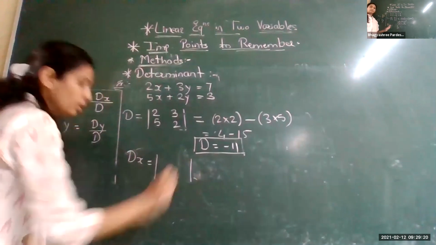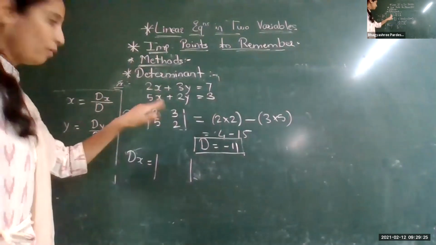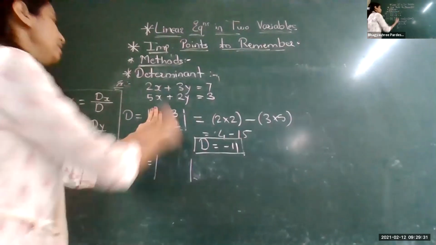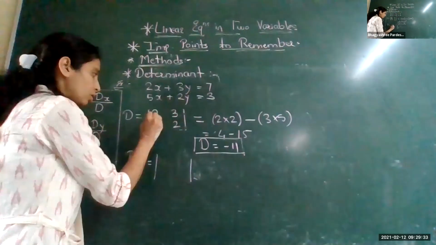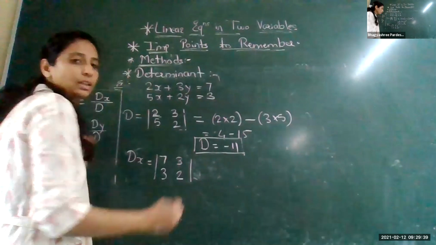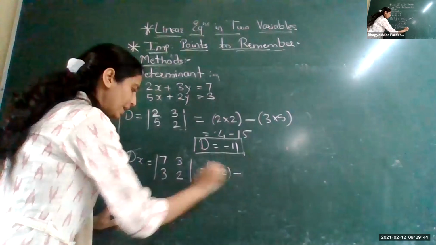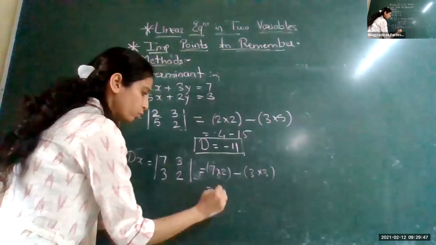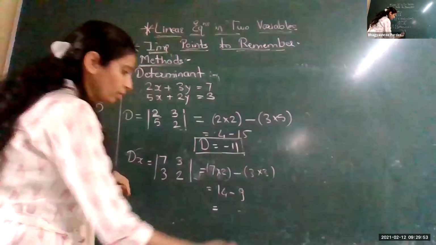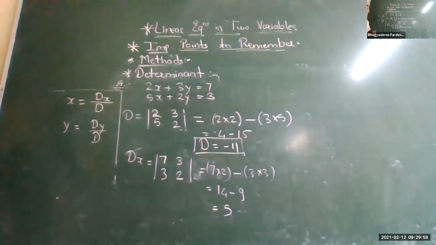Now for dx, in place of x we put the constants. Instead of the x values, put the constant there, right? In place of x we have taken the constant here and y will remain as it is. Now again solve this in the regular way, that is 7 into 2 minus 3 into 3. So it is 14 minus 9, which is equal to 5. So this is next what we require.